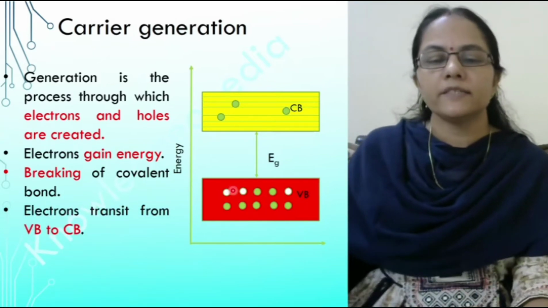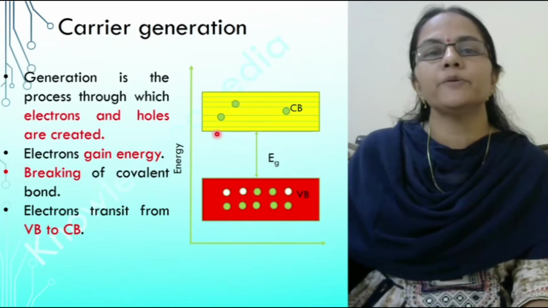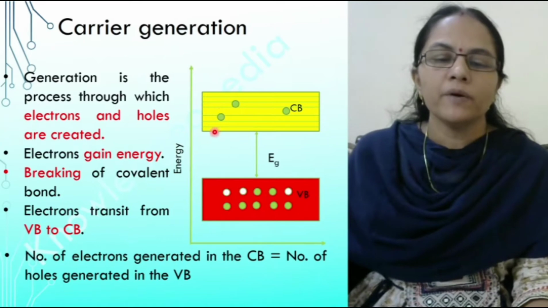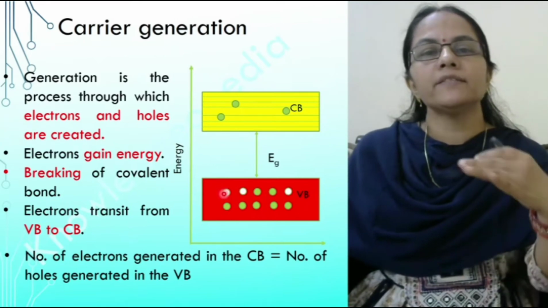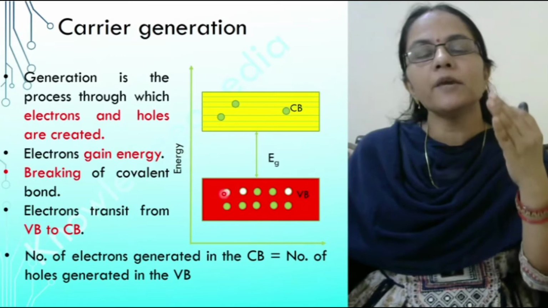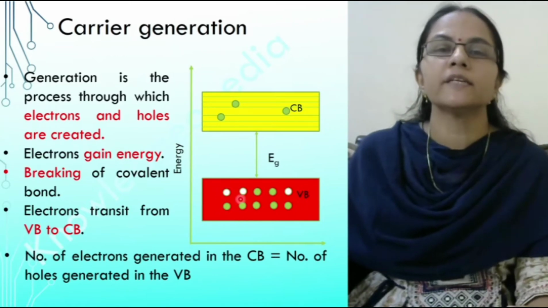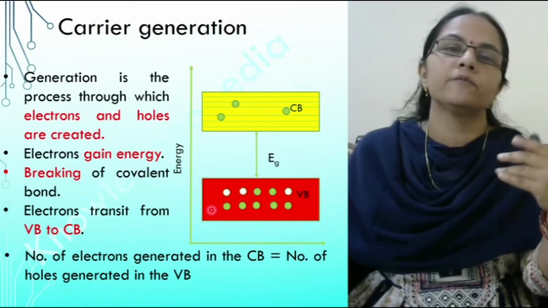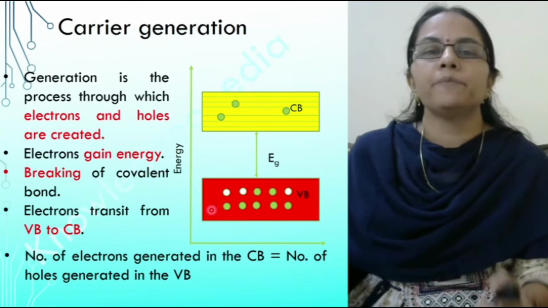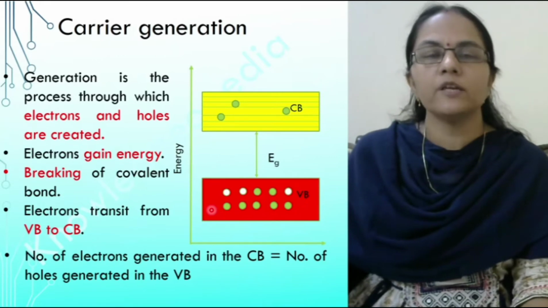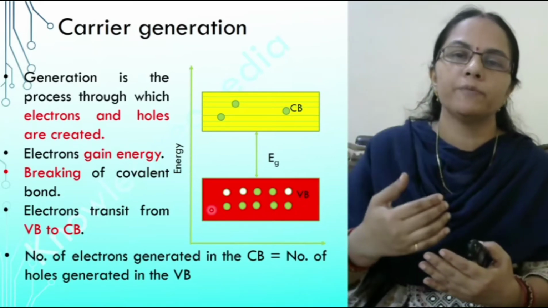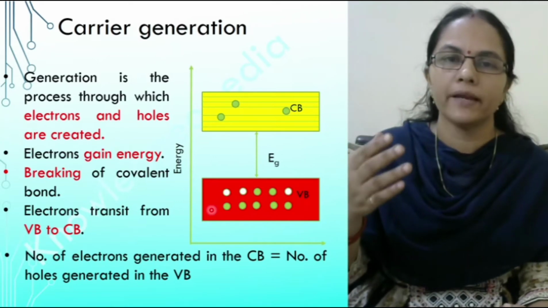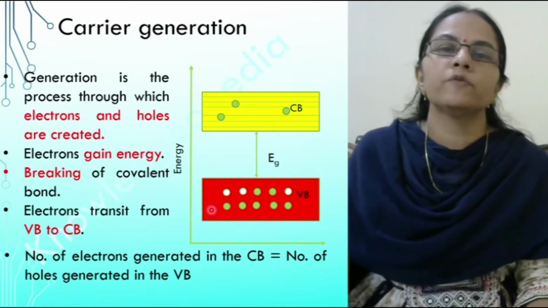The electrons transit from valence band to conduction band. Here you can see the number of electrons moving from the valence band to conduction band is the same as the number of holes created in the valence band. If one electron is moving, then it will leave behind one single empty space, and that is a single hole. If two electrons are moving, we will get two empty spaces in the valence band.